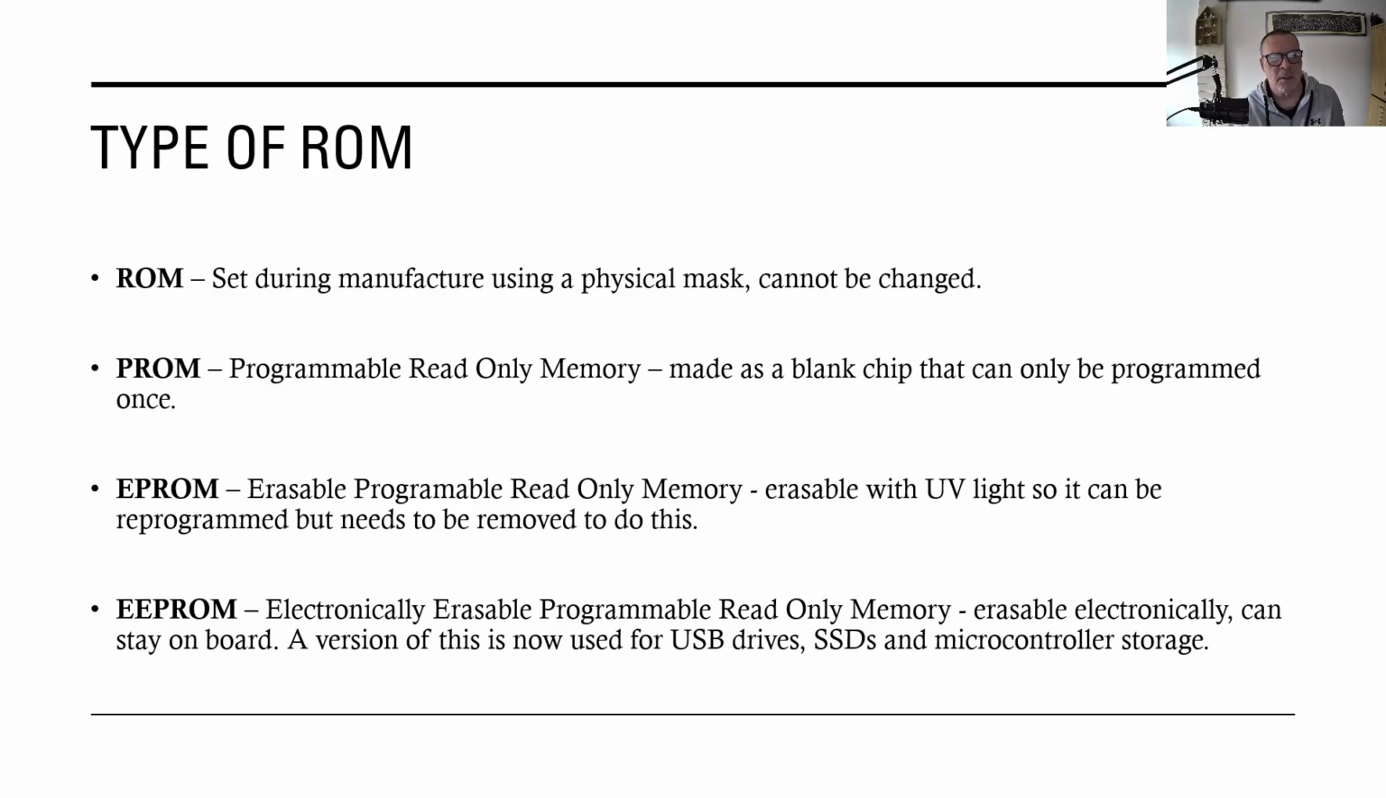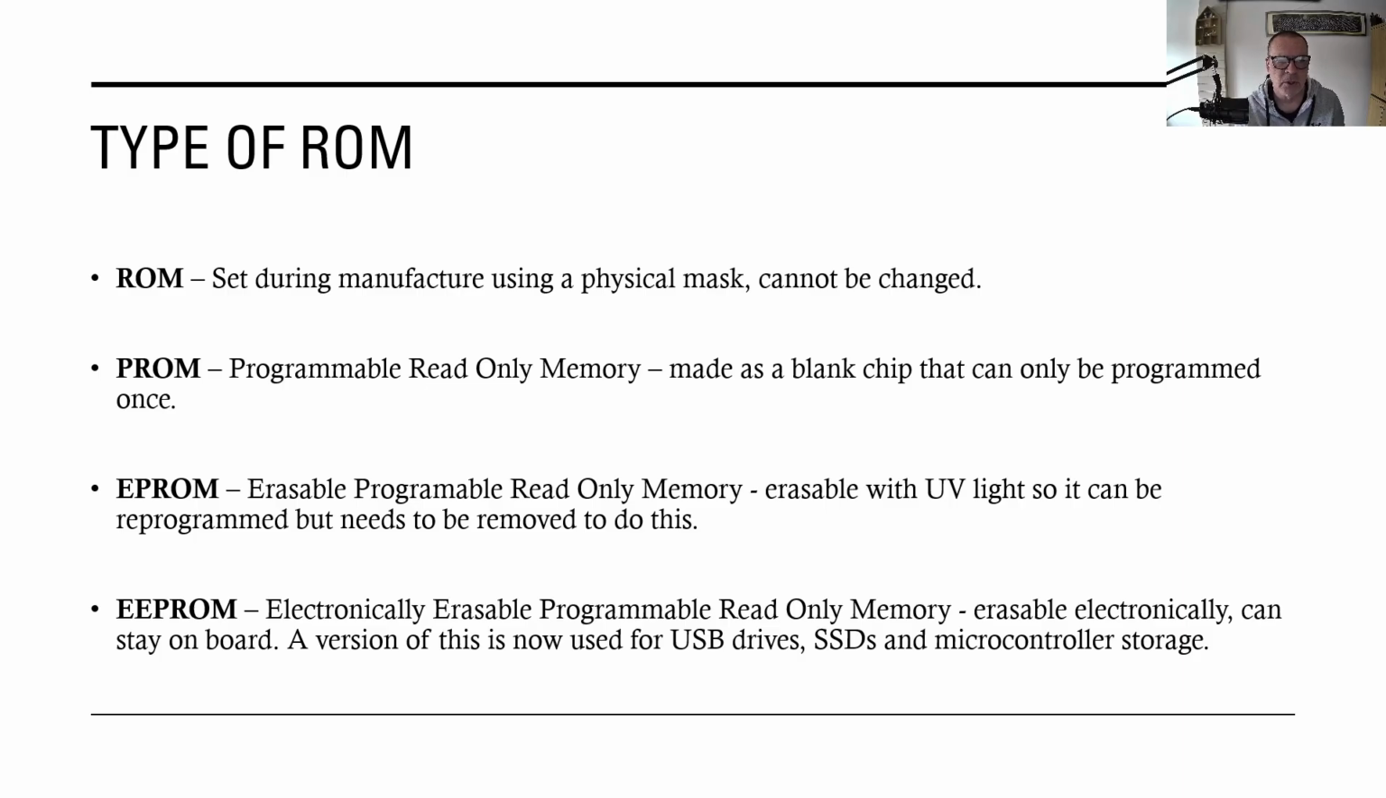EPROM is erasable programmable read-only memory, so you can write to it, but you can also erase it. So it's not a once-only writing process. You can erase it and write it again, but you erase the entire thing, all the settings, and then rewrite the whole thing. It's erased with UV light, and this is done off the board as well. So you have to take the chip off the board, wipe it with UV and rewrite it, and then put it back in the board.